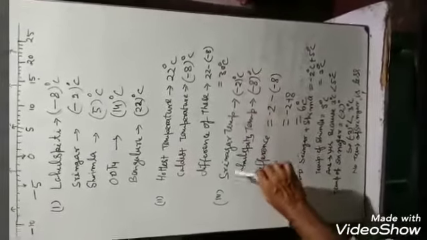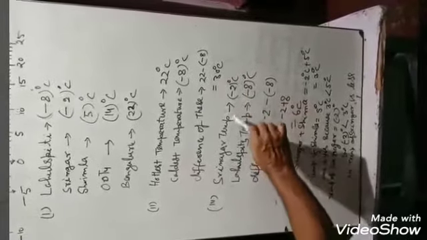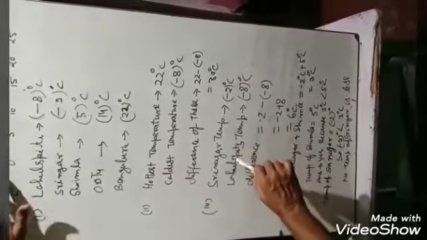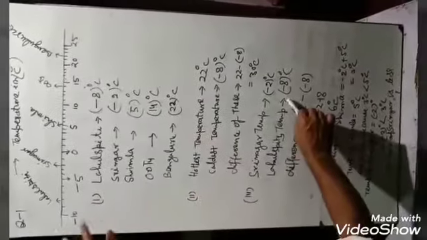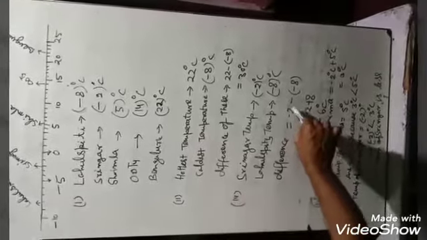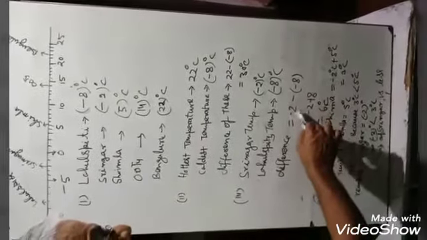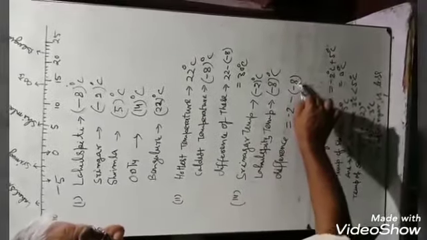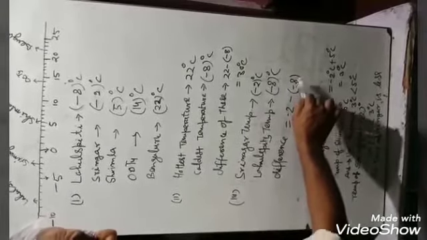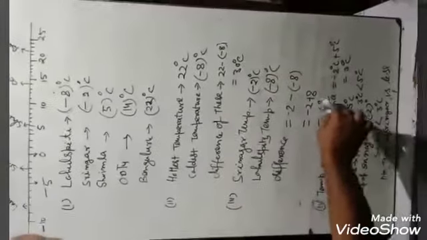Now question number 3. Srinagar temperature is minus 2 degrees centigrade. Lahore Spiti temperature is minus 8 degrees centigrade. The difference will be minus 2 minus minus 8. This means minus 2 and the additive inverse of minus 8. Minus 8 additive inverse will be 8. So minus 2 plus 8, this will be 6 degrees centigrade.